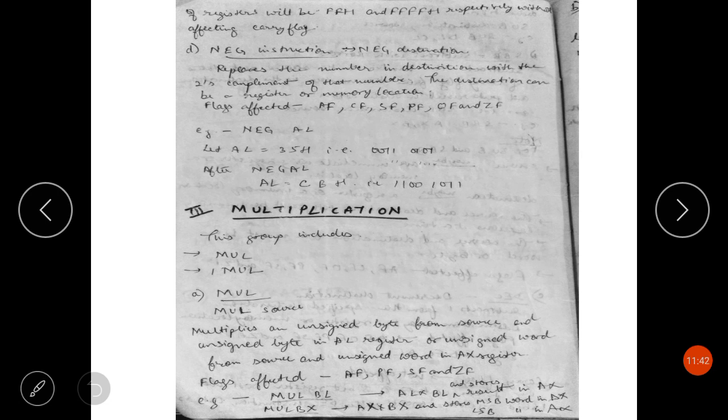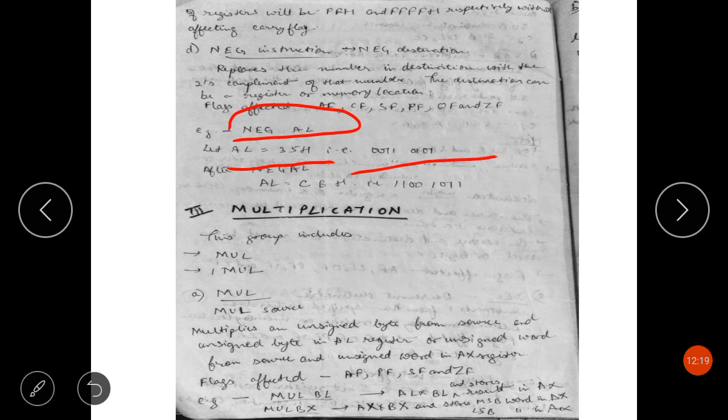Now the next instruction under the subtraction operation is the NEG instruction. What it does, it replaces the number in destination with the 2's complement of that number. So the destination can be a register or memory location. Flags affected, again auxiliary carry flag, sign flag, parity flag, overflow flag, and zero flag. So all the 6 flags will get affected. So let me take an example.